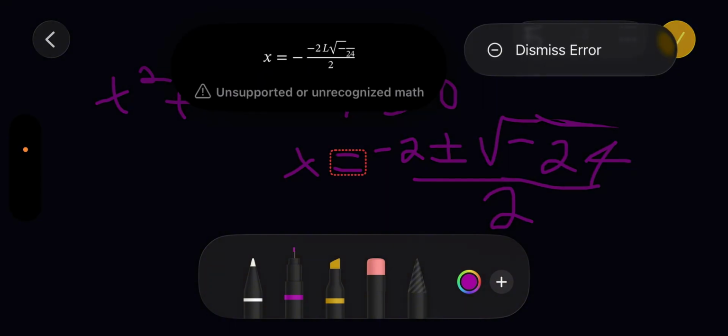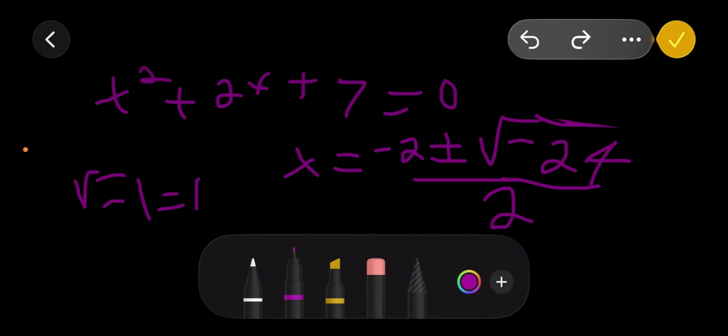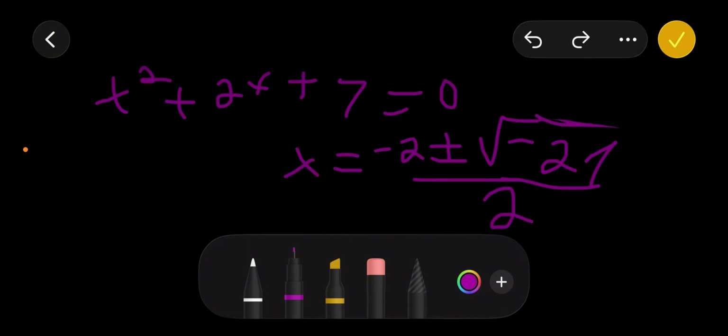So guys, there's actually no real solution for x. But what if I told you there's something called imaginary numbers? The square root of negative 1 equals i. I'll go through that in the next video. So we could just keep x equal to this, since there's no real solution.